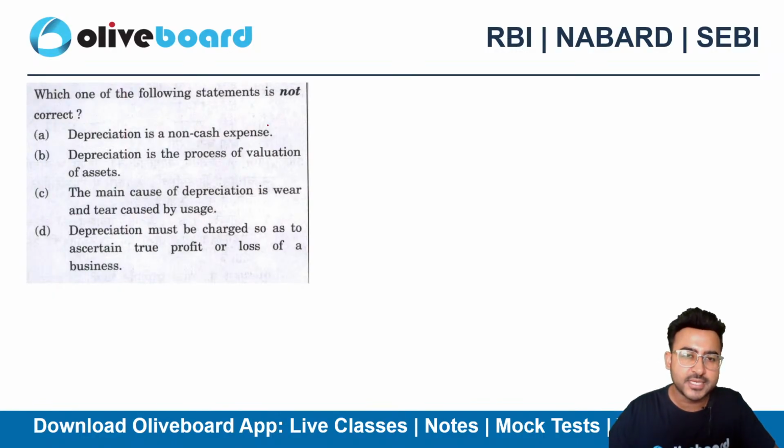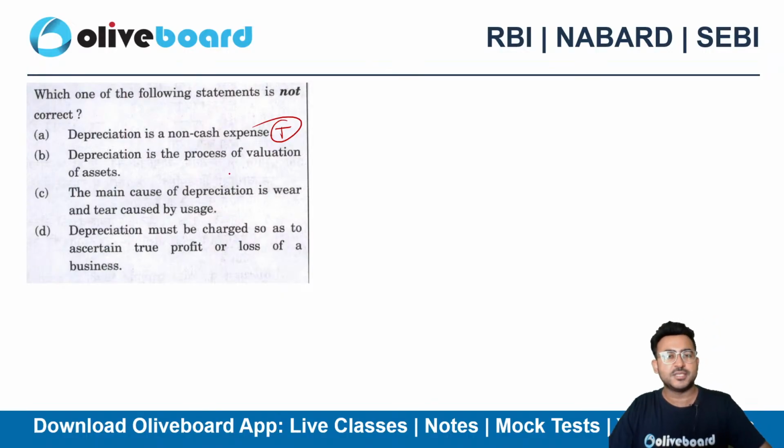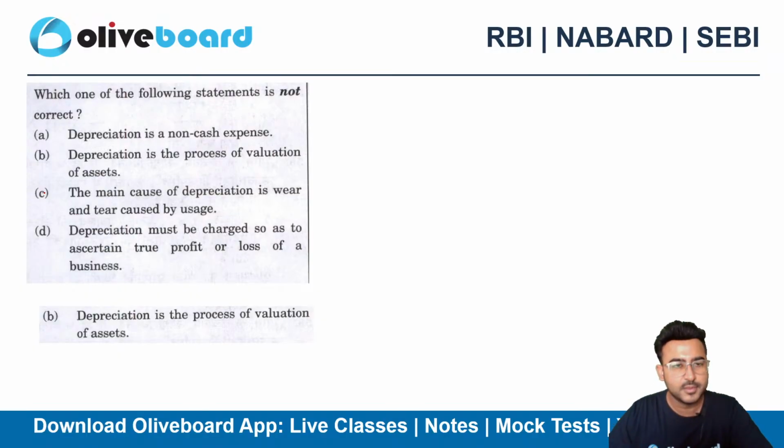Depreciation is a non-cash expense. ये तो सही है यार. This is true. Depreciation is the process of valuation of asset. False. यहीं से पता चल गया option B is false. और भी statement देख लेते हैं. The main cause of depreciation is wear and tear. ये तो सही है. This is true. First one is true. B वाली false है.